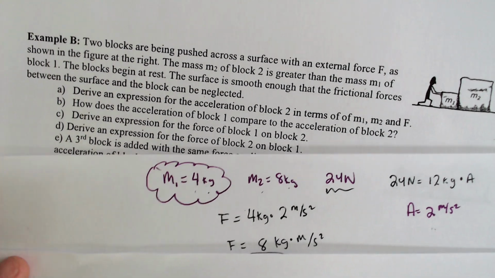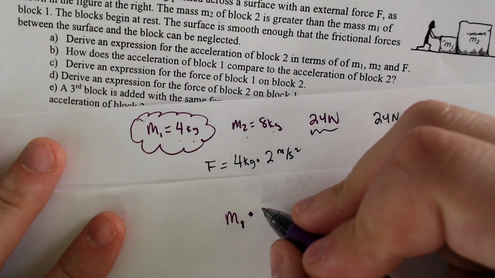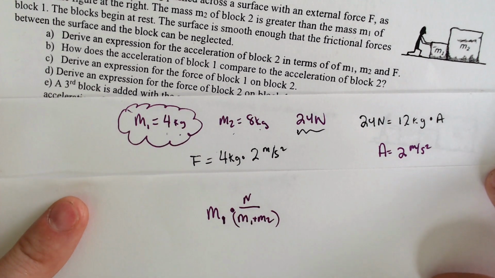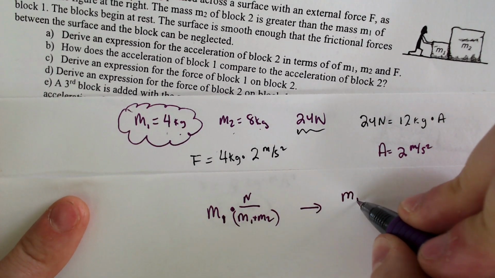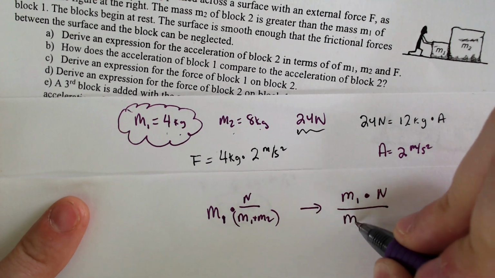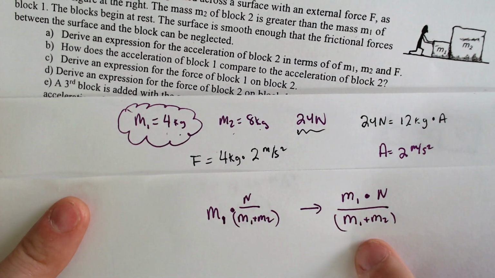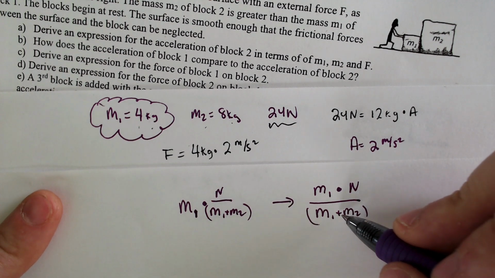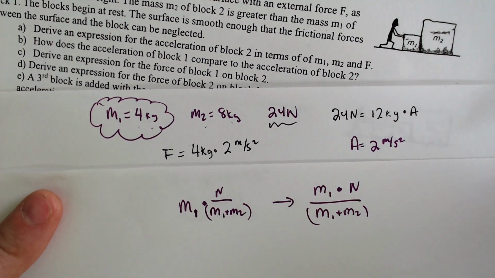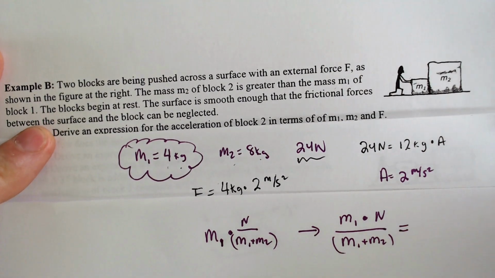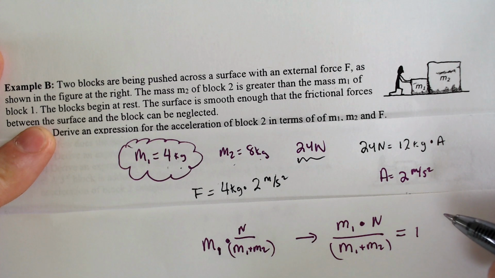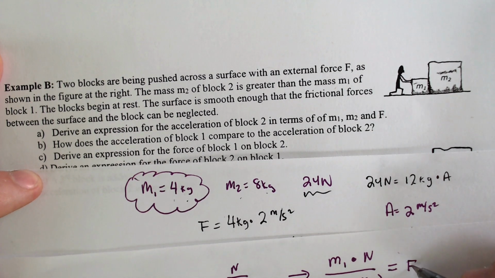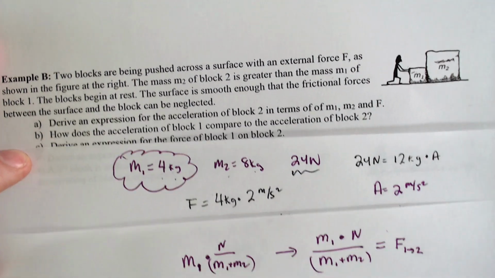So if we do that, M1 times newtons divided by M1 plus M2, what would happen? Well, this is the same thing as saying M1 times N divided by M1 plus M2. You cannot cancel out the M1s. Can't do it. Do not attempt to do it. That is not allowed mathematically. If there was a multiplication symbol here, you could. That's a plus symbol. You cannot do it. Okay, so that is the expression for the force that is exerted by block 1 on block 2. So that would be equal to the force of block 1 on block 2. Ran out of paper there.